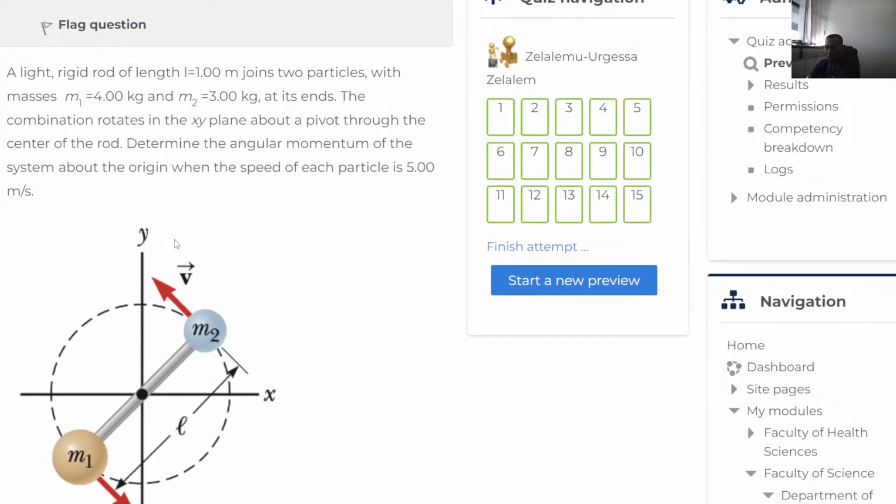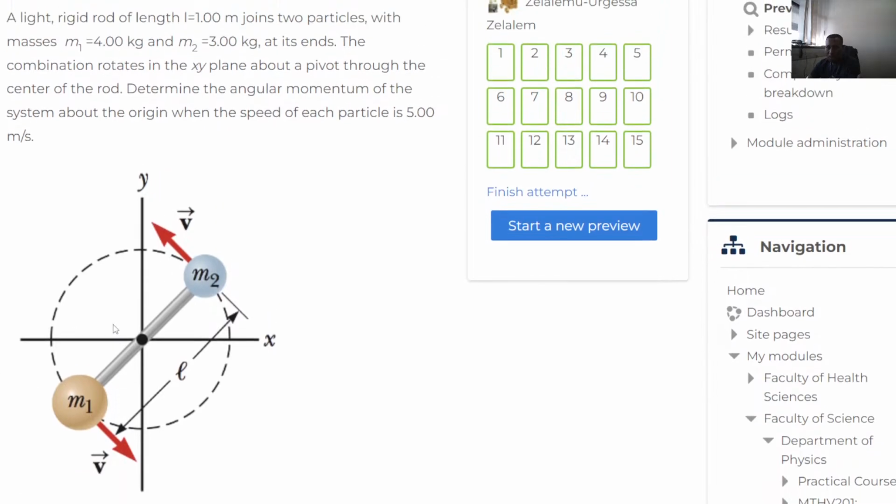Therefore, question 1 to 4, main question number 1 is basically easy. It's a rigid body, as you could see here, with a rigid length of 1 meter. The distance between the two ends is 1 meter, joined by two particles, particle number 1 and particle number 2, with masses given. M1 is 4, M2 is 3. At the ends, as you could see there, the combination rotates in the XY plane about a pivot through the center of the rod. Basically, this thing is rotating around. And then the question asks, determine the angular momentum of the system.